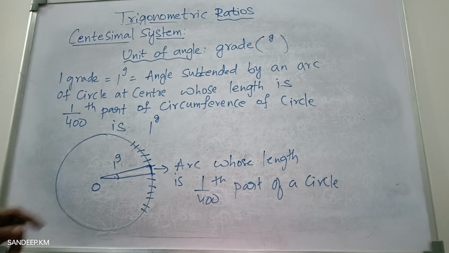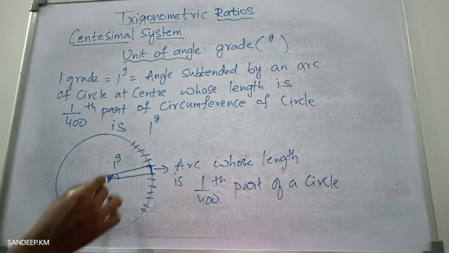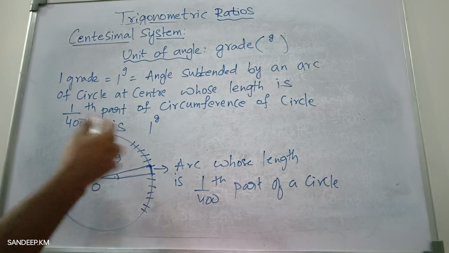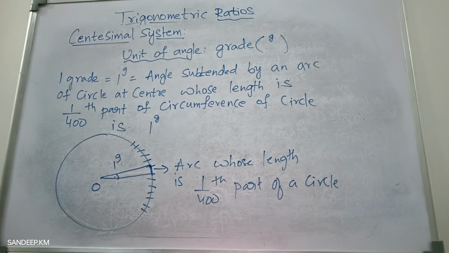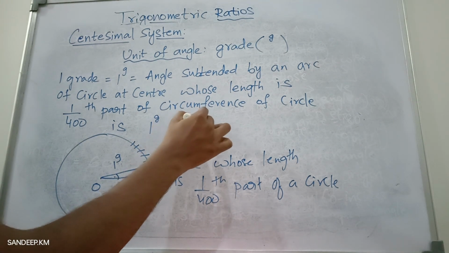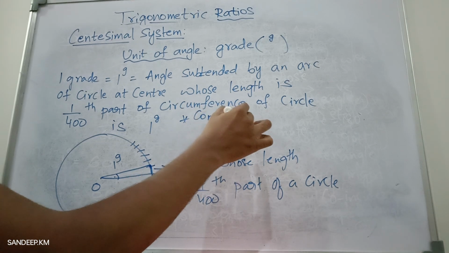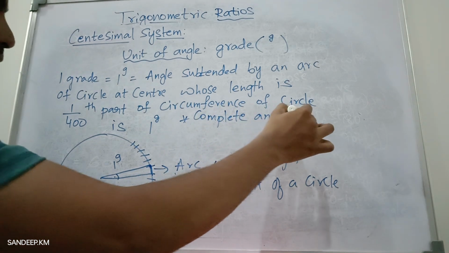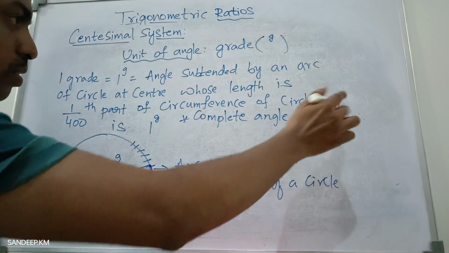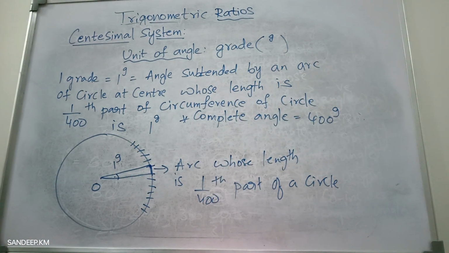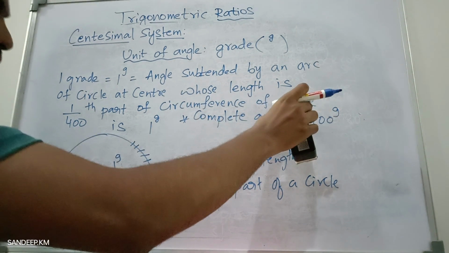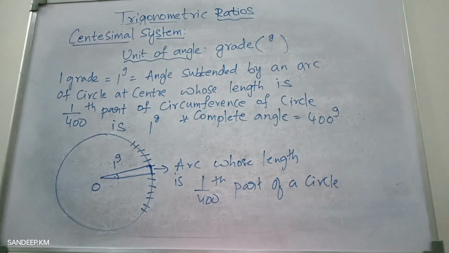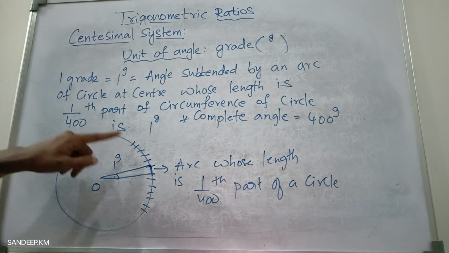If one part subtends 1 grade, then 400 parts subtend 400 grades. So that's why the complete angle in this measurement is 400 grades. Because one part subtends 1 grade, 400 different parts will subtend 400 grades at the center.